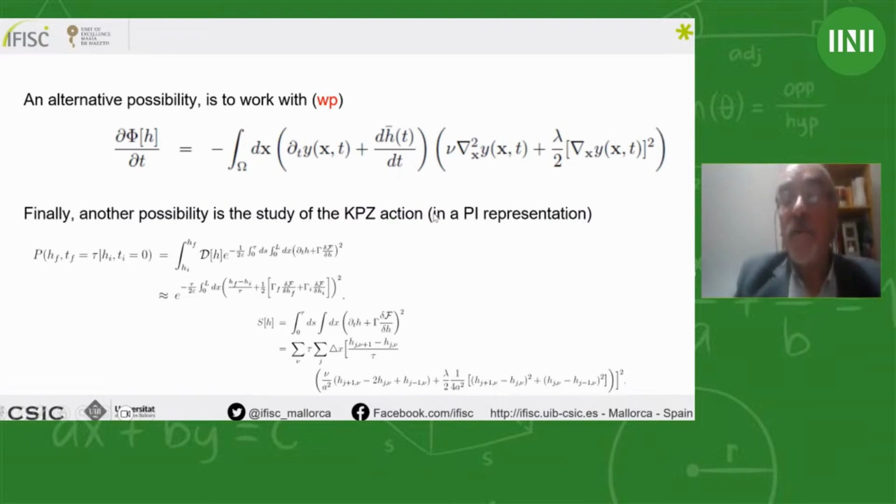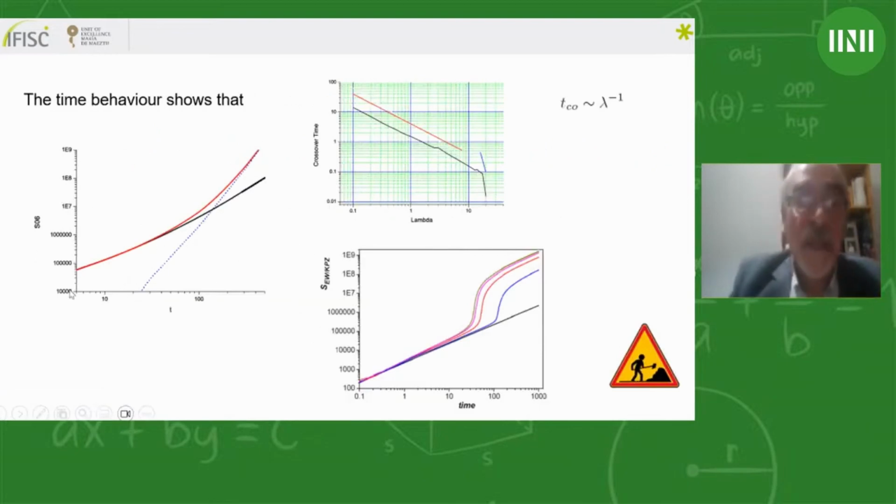Finally, another form of treatment can be through the study of the action in a path integral representation. This is more or less schematically presented here. The exponential enters here, the action enters in this exponent, and looking at the time evolution of the action, you obtain this. The black line corresponds to the Edwards-Wilkinson action. The red one is the KPZ action, and the blue line is the difference between both.